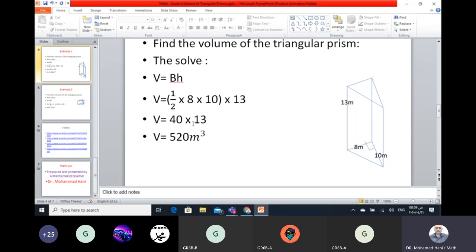Now 40 multiplied by 13 equals 520. And the unit is meter cubed, because we have meter times meter times meter. 3 times means we have meter exponent 3. I can read it as meter cubed.